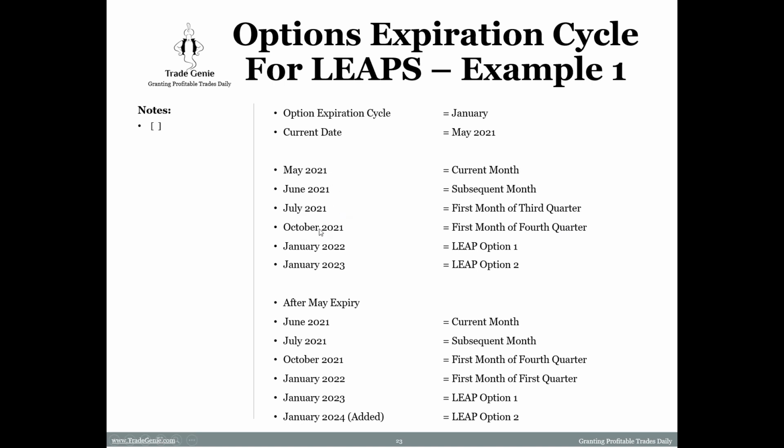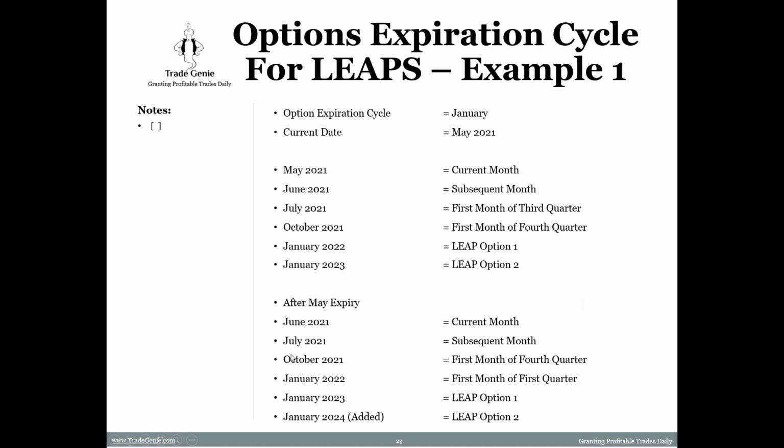So this is for standard options. There's nothing different. Plus 2 extra: January 2022 will be listed, and January 2023 will be listed. So you will see a minimum of 6 options for the LEAP. This is the way you can tell this stock has LEAP options.